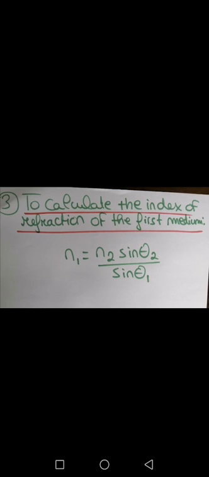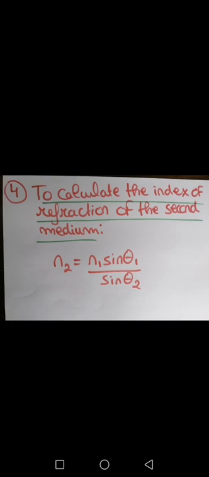To calculate the index of refraction of the first medium, you do N1 is equal to N2 sine angle 2 over sine angle 1. Finally, to calculate the index of refraction of the second medium, you do N2 is equal to N1 sine angle 1 over sine angle 2.